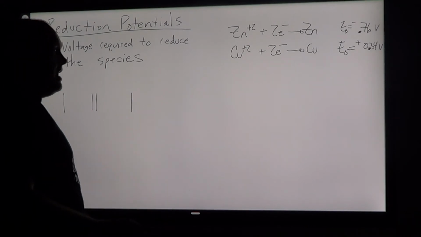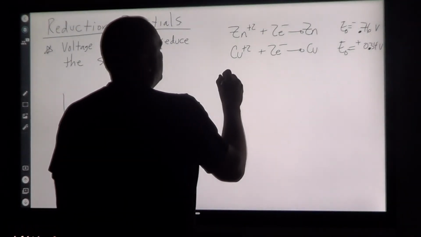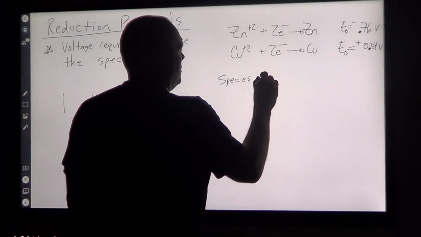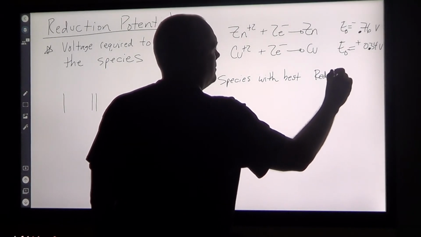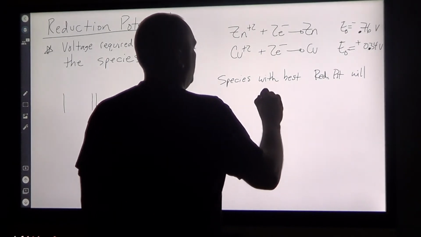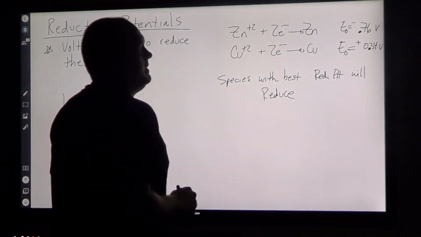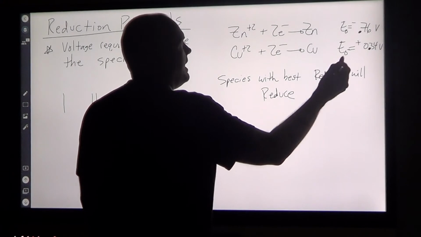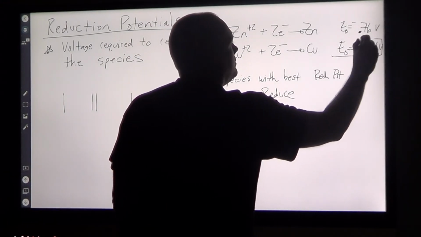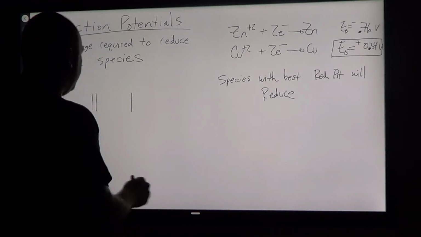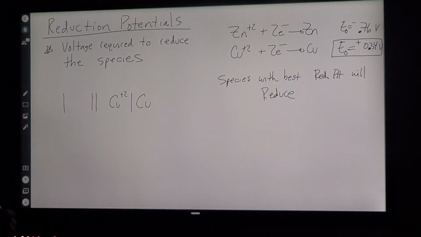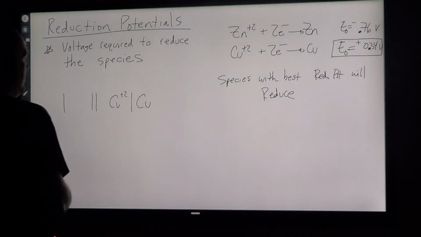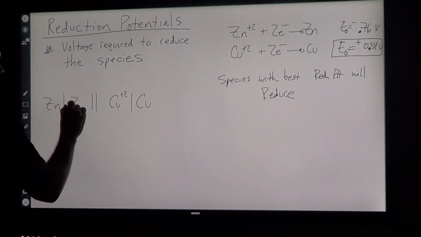Okay? So the thing you got to remember is the substance or the species with the best reduction potential will reduce. Okay, so between these two, the copper has the best reduction potential. So it is going to be the one that goes from +2 to neutral. So we've got to put it at the cathode. Okay, and the zinc will be the one that will oxidize. So we need to put Zn and Zn +2.